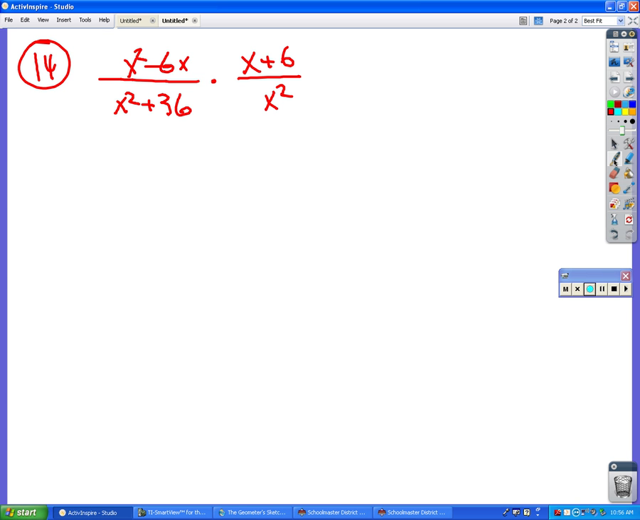There are, okay, we are not adding these, right? So we don't need to get a common denominator. That's not what we're trying to do. We're trying to factor things so that they cancel, but we don't need to get a common denominator in this case because we're not adding or subtracting.